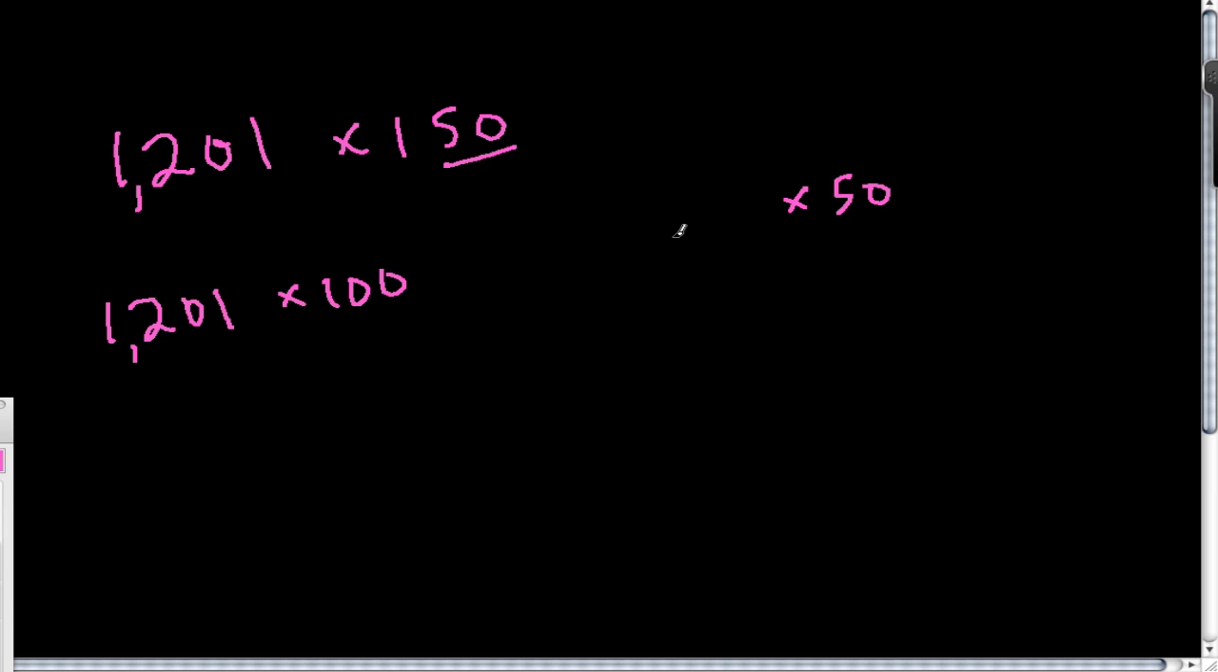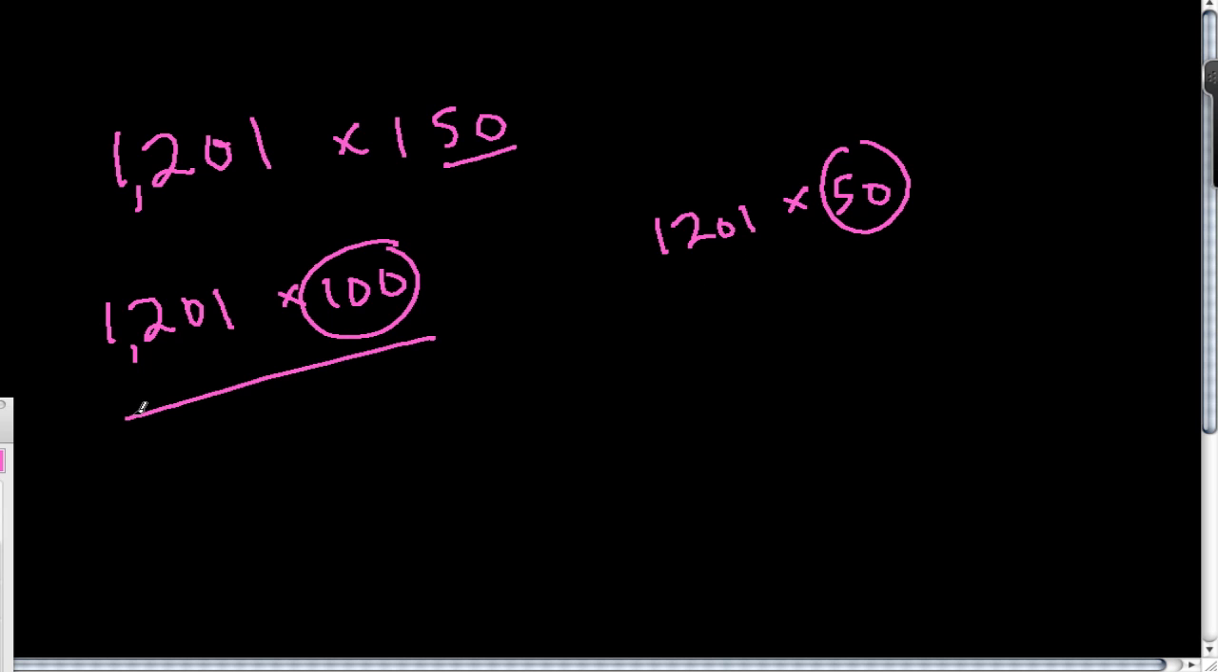Okay, 1,201 times 150. Well, this would be easier to think of if we took 1,201 multiplied it by 100, and then thought about the 50 that's left over here. And the way I'm going to think about that actually is 50 times 1,201. This might help us. Well, 50 is half of 100, so 1,201 times 50 should be half of this. And that might help us.